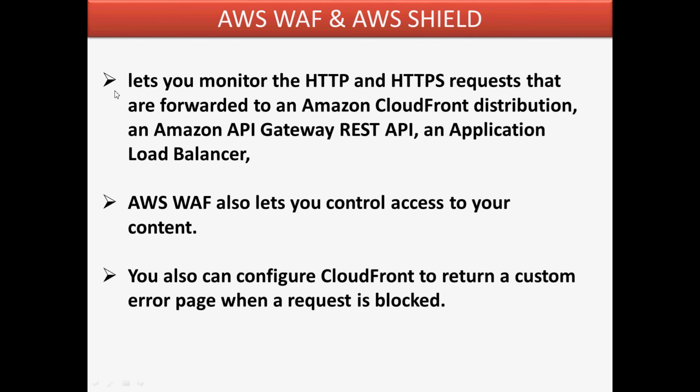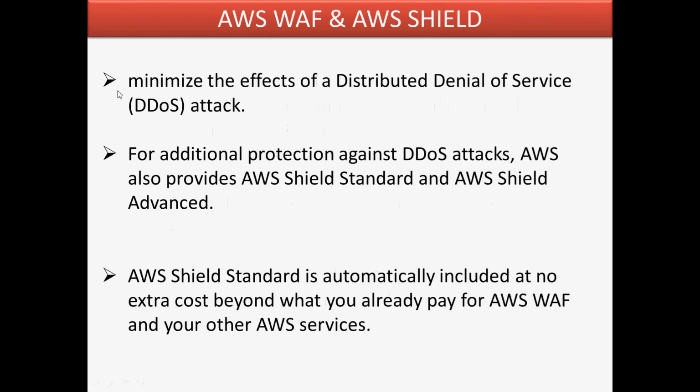Again, within the web application firewall we create different access control lists where we can define what the access method will be. It basically minimizes the effects of distributed denial of service. So when we implement this, it will minimize DDoS attacks. It is a very common attack, where the server is so busy that whenever a new request is sent to the server, it starts denying service. For additional protection against DDoS attacks, we have Shield Standard and Shield Advanced.